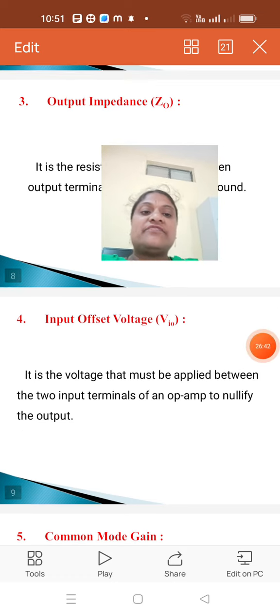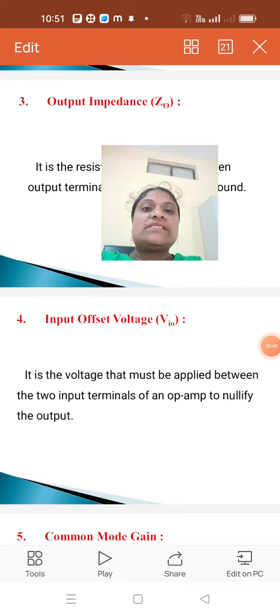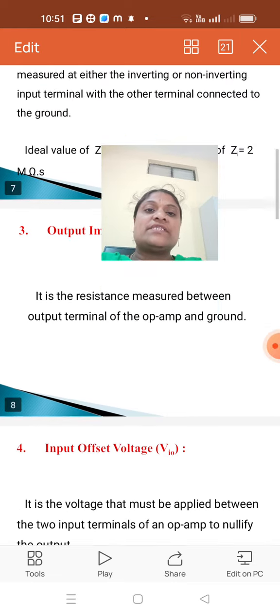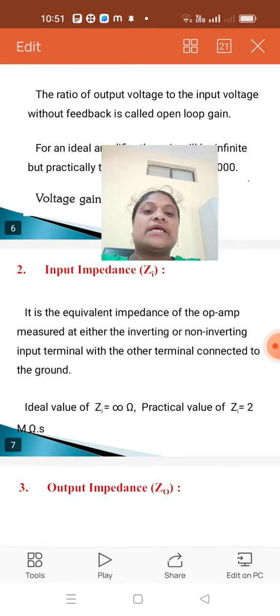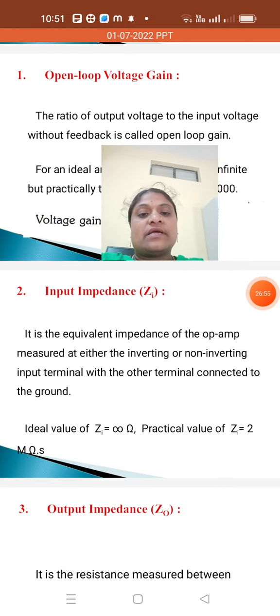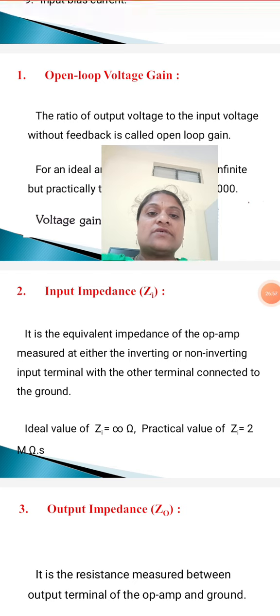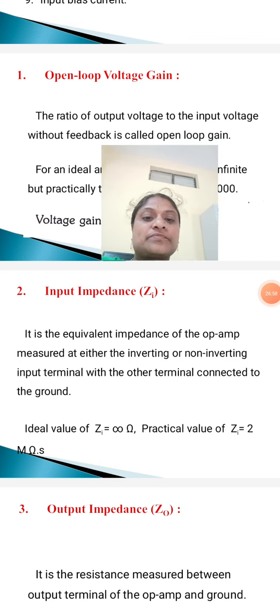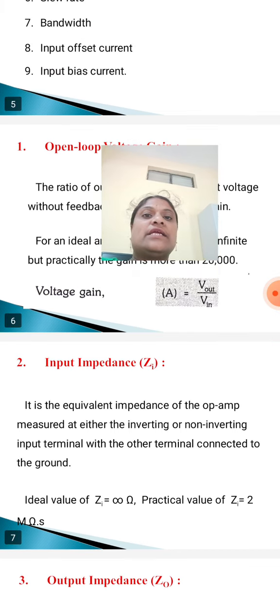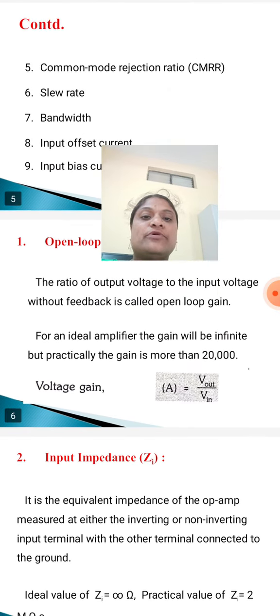Another different question may be asked: what is the function of output impedance? And another question: what is the functioning of input impedance? Or write short notes on input impedance.